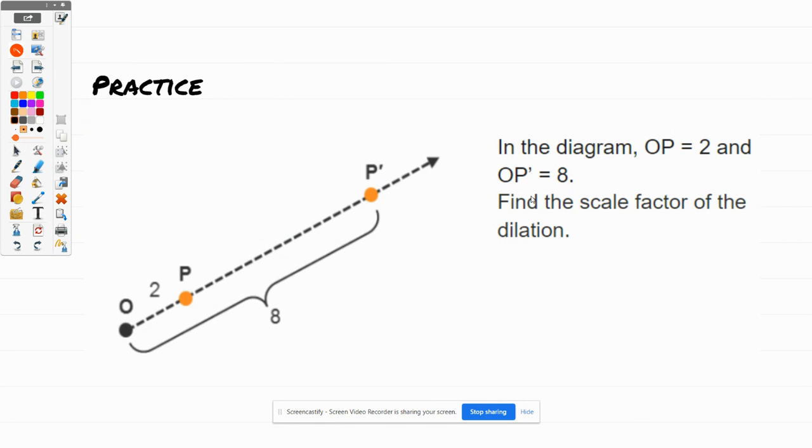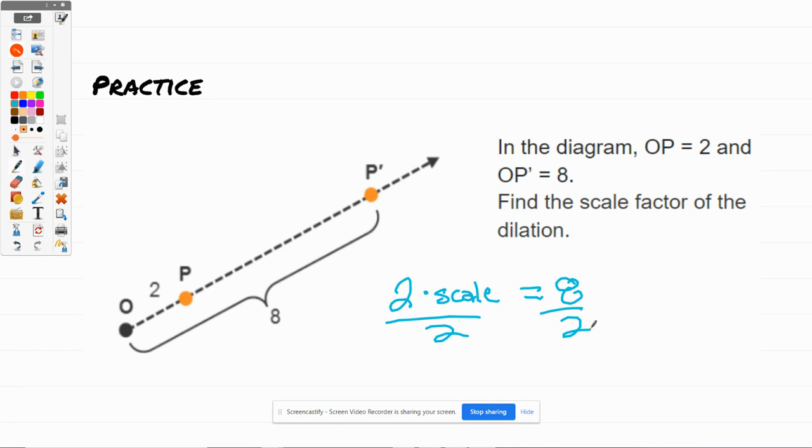So let's practice. In this diagram, from the center to P is 2. And then to the new guy, it's 8. So what could the scale factor be? Well, we have to figure that out. 2 times the scale factor is equal to 8. So how do you get the scale factor? Well, you can divide both sides by 2, and the scale factor had to be 4. So 4 was a scale factor because 2 times 4 is 8.